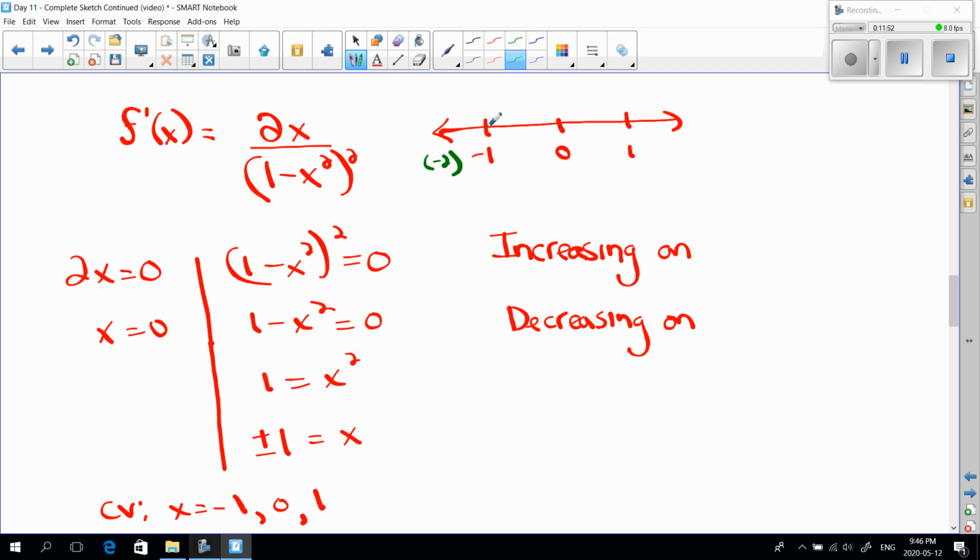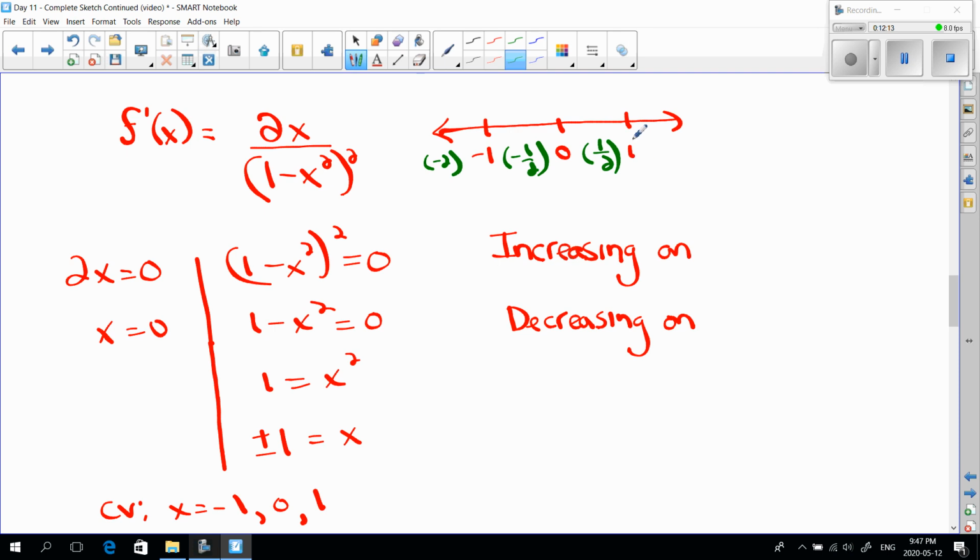The second interval goes from -1 to 0. I will test a -1/2 on that interval. The third interval goes from 0 to 1. I will test a positive 1/2. Okay, I could test anything between 0 and 1. It doesn't have to be a half. I could test 0.25 or a quarter if I want.